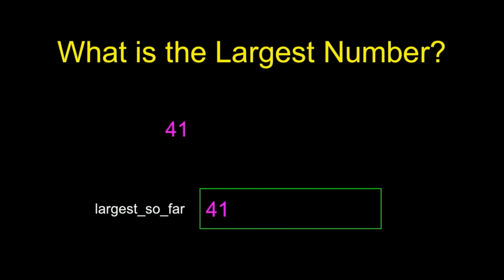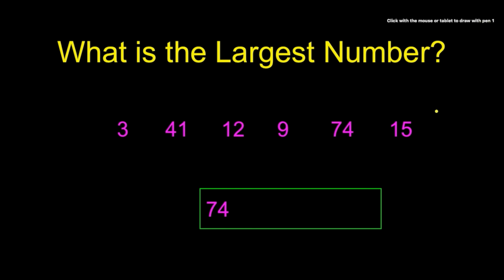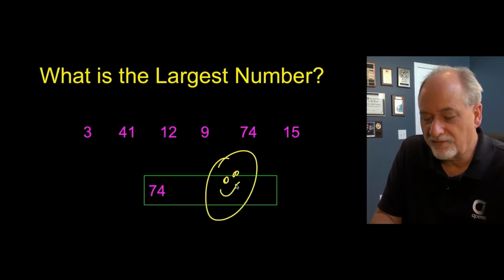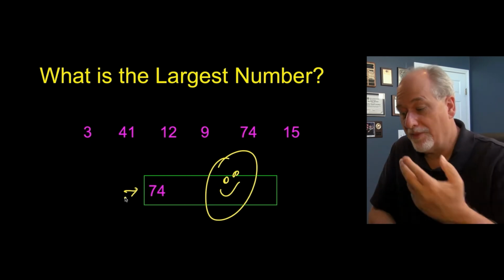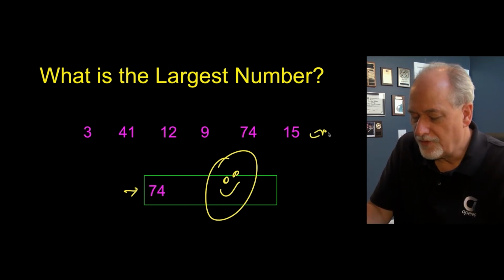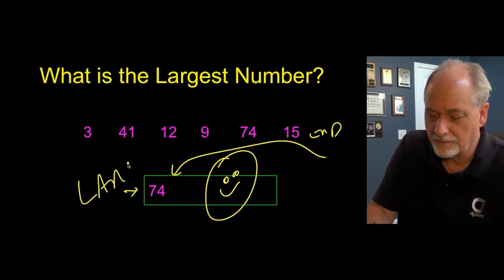Great. 41. Oh, that's bigger than the largest we've seen so far, so we'll keep it. 12 is not bigger than 41, so we're not going to keep it. Notice this keeping thing. 9 is not bigger than 41, so there's no point keeping it. 74 is bigger than 41, so we'll keep it. Is this the largest number? We don't know until we're done. 15, not better than 74. So now we're all done, and hooray, we have the largest number. We had this variable that kept the largest number we'd seen up to this point, and when we know that we're done at the end, that becomes the largest. True.